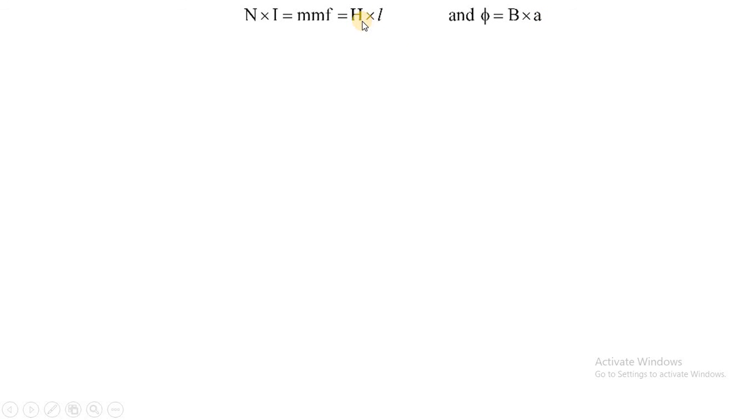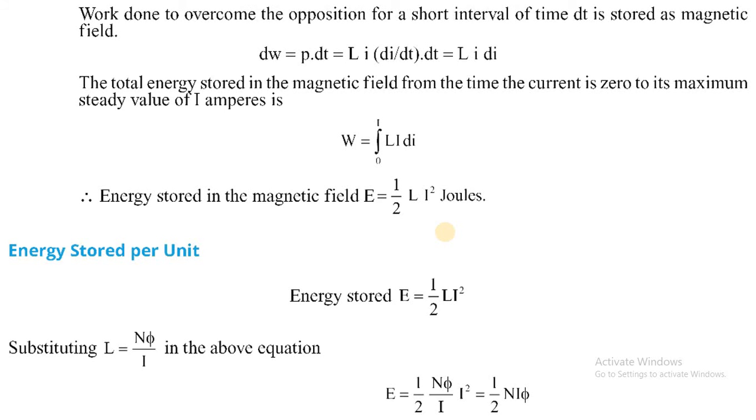Why am I replacing this value? Because I want to find out volume. And volume is nothing but area into length. So I want to simplify that equation, E is equal to half L I square, in terms of length and area. I can insert length with the help of MMF, and area with the help of flux. So the N I term, which is MMF, I have written in terms of length, that is H into L, and flux I have written in terms of area, that is B into A.